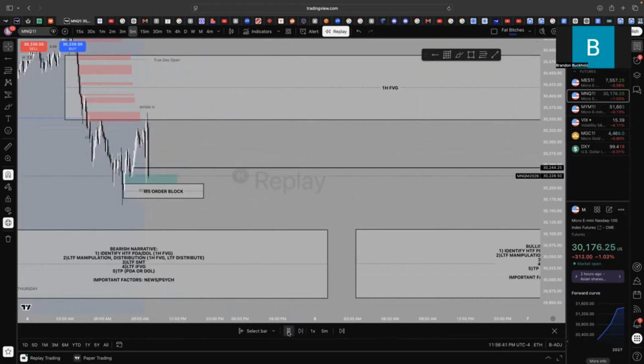9:30 opens up. We manipulate into this low time frame fair value gap first. However, let's swap down to the 1-minute and let's see what happened.